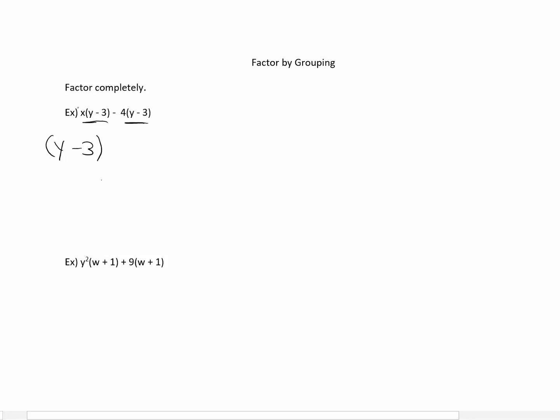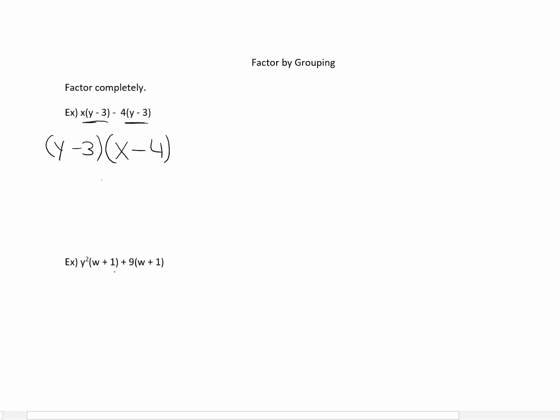When I divide out y minus 3 from the first term, I'm left with a factor of x. When I factor out or divide out y minus 3 from the second term, I'm left with minus 4. I cannot factor any further here, and I'm done. Okay, let's take a look at the next example.